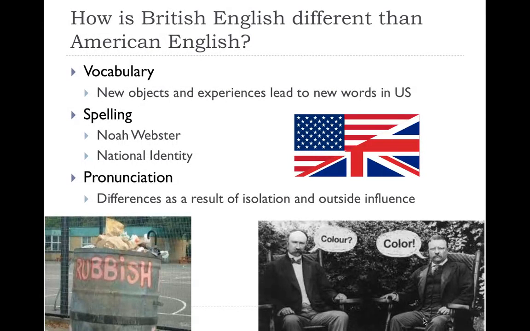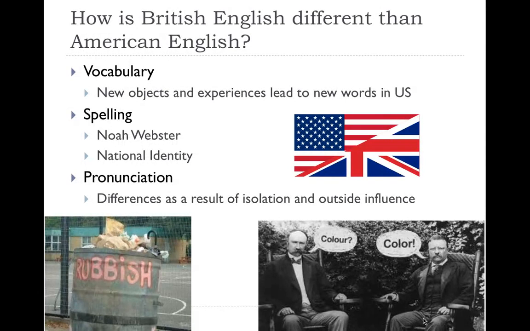So we look at the differences between British English and American English. Those are maybe the two most pronounced dialects inside English. Obviously, number one is vocabulary. There are new objects and experiences that lead to new words being created. The United States has created words in the English language that didn't originally exist there, and so that has led to different vocabulary. We also see a difference in spelling.